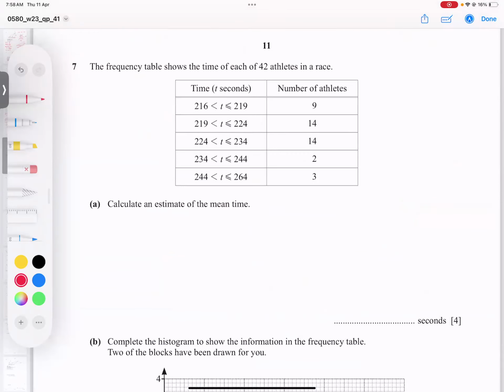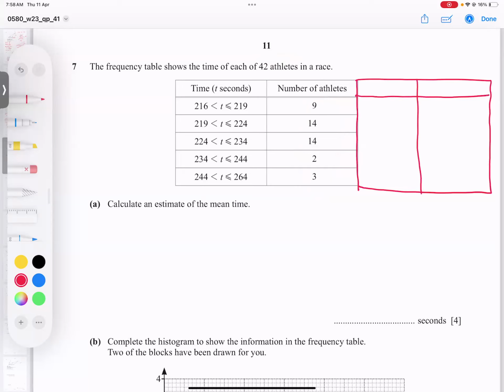The frequency table shows the time of each of the 42 students given here. If you add them all, you get 42 students. Very clear. We have to find the mean. This kind of question we can do directly, or my habit is I always make two columns. The first column is called the mid-interval, or mid-class, represented by X.